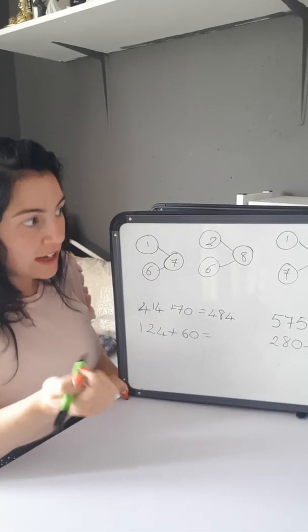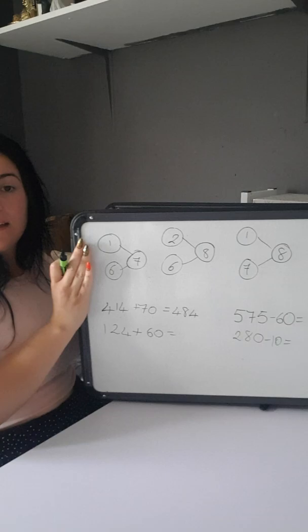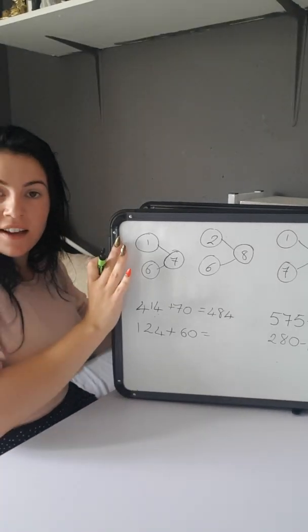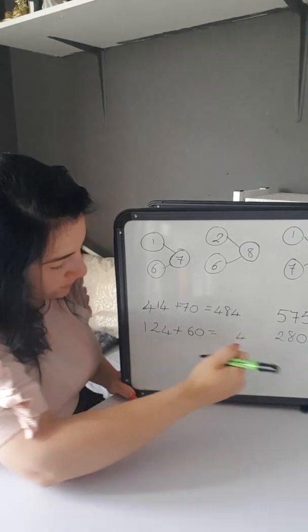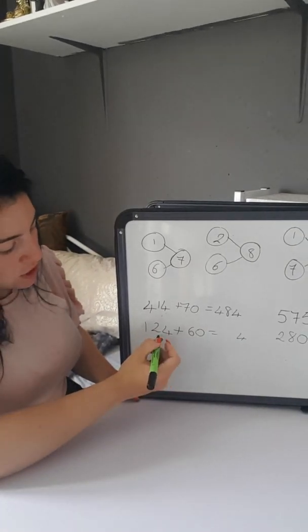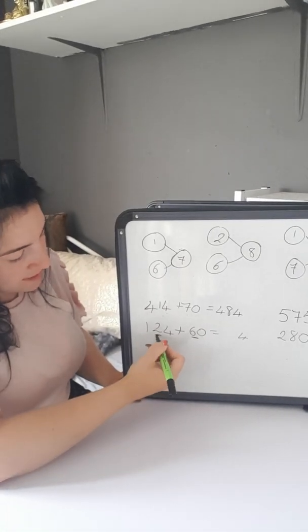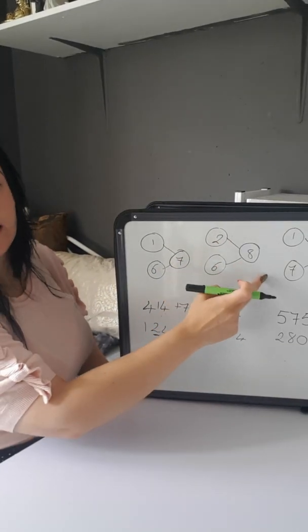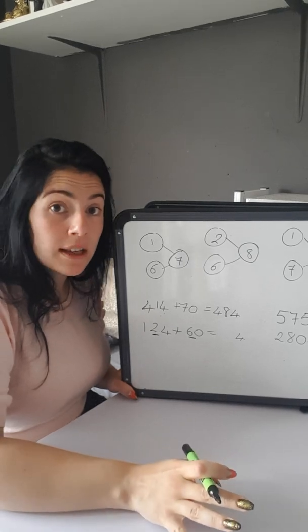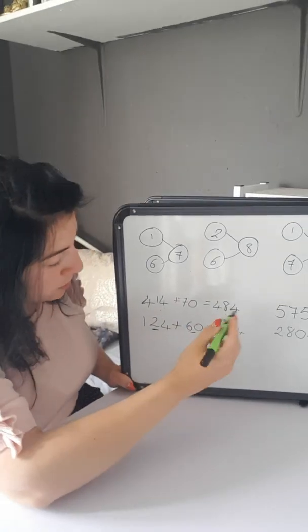124 plus 60. Now that 1 add 7 equals 8 doesn't serve me right now, because 4 add 0, we know it's 4. We add nothing to it. We want to use it for our tens here. So 2 and 6 is 8. I didn't have to think about that when I just looked at my part whole model.